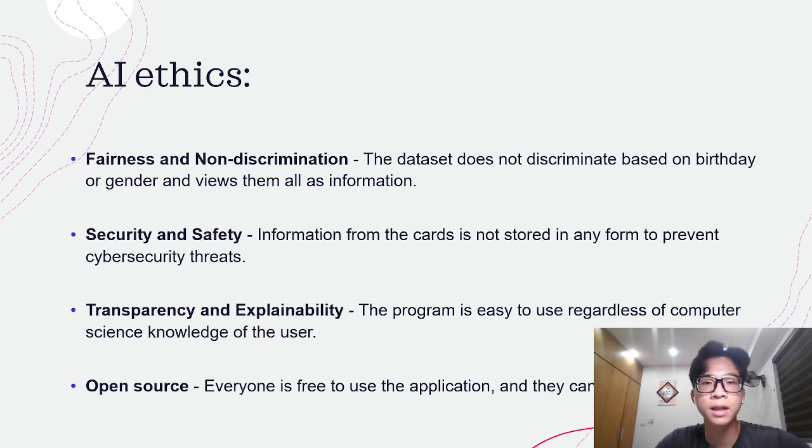About AI ethics, firstly, it is fair and non-discriminate. The dataset does not discriminate based on birth date or gender and views them all as information. Secondly, it is secure and safe. Information from the cards is not stored in any form to prevent cybersecurity threats. Therefore, you shouldn't be worrying about threats from storing the image online or something, as it is not stored in any form, sorry.